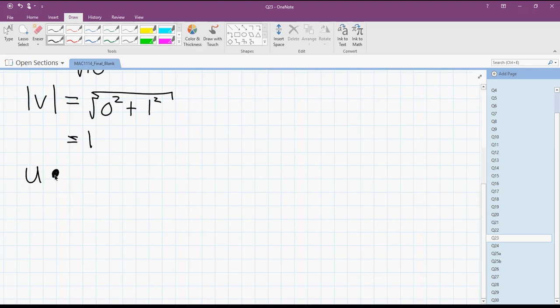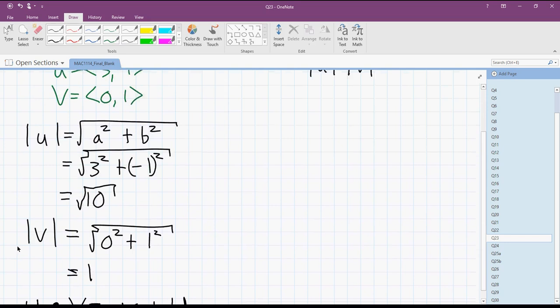U dot V. Do you remember what the formula for dot product is? You multiply the x parts, and you multiply the y parts, and then you add those two pieces. The formula that I gave you in class looked like this: AC plus BD, where the A and the B came from the first vector, and the C and the D came from the second vector.